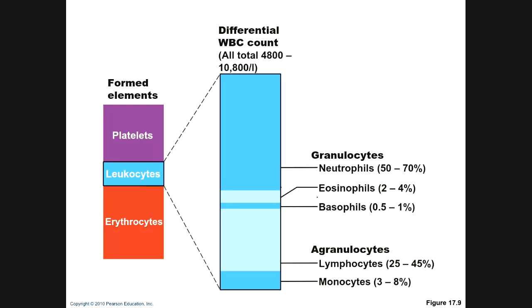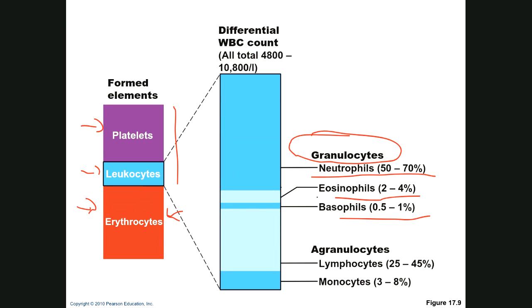This is showing the numbers, not the volumes, but platelets, there's a whole lot more platelets than anything else, leukocytes and erythrocytes. Yet, as volume, the red blood cell count makes up tremendously more than these two combined. Now, a differential white blood cell count, the neutrophils make up 50 to 70%, eosinophils 2 to 4, basophils 0.5 to 1. These are your granulocytes. Agranulocytes, they have no granules, are your lymphocytes and your monocytes.